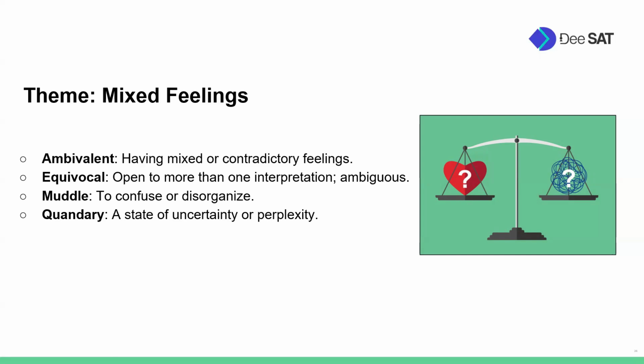Quandary, a state of uncertainty or perplexity. A little bit different from ambivalent and equivocal, just because ambivalent and equivocal specifically focus on two different options being available, and you're not able to choose between them. Quandary, on the other hand, could be for even more than two options. It is just a state of uncertainty about something. Doesn't necessarily have to be between two things.